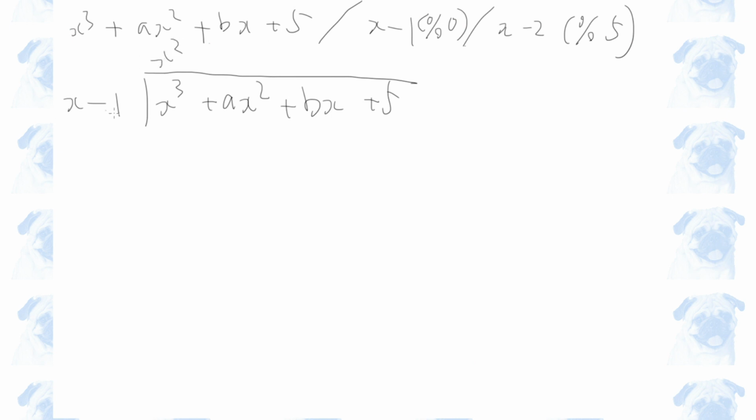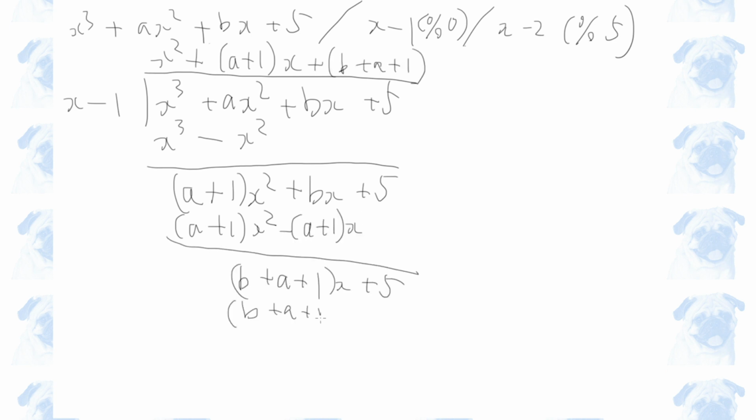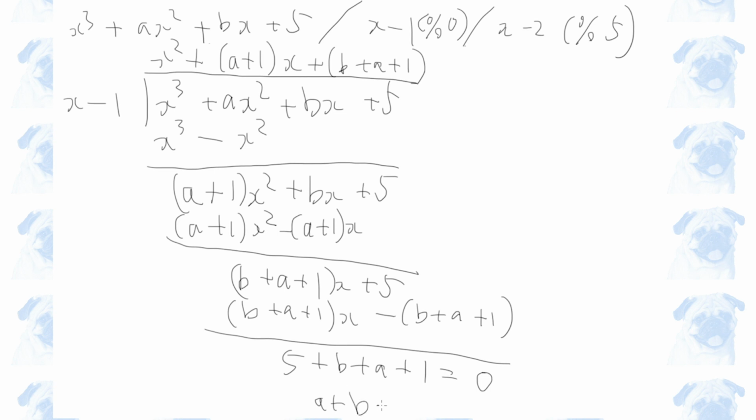x squared times x is x cubed. x squared times minus 1 is minus x squared. So we have to subtract these two numbers. So we get a minus minus 1. And we continue doing this. So this is the end result, and this whole expression must be equal to 0 because when divided by x minus 1, the remainder must be 0. So if we tidy this up, we get a plus b equals minus 6.